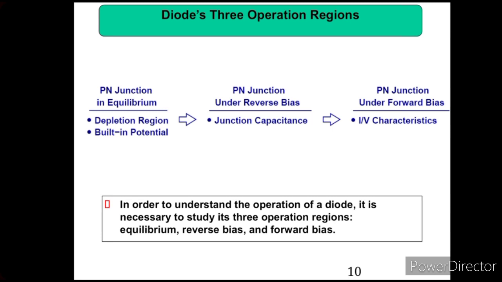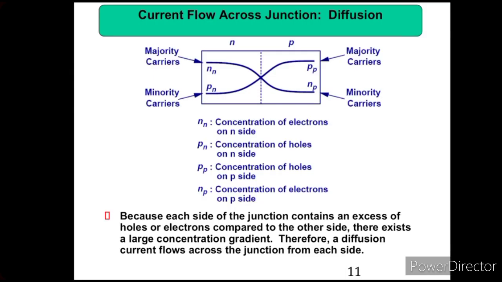In order to understand the operation of the diode, it is necessary to study 3 operation regions: equilibrium, reverse bias and forward bias. Consider the current flow across the junction. In the n-type, the majority carriers are electrons and the minority carriers are holes. On the p side, the majority carriers are holes and the minority carriers are electrons. Because each side of the junction contains an excess of holes or electrons compared to the other side, there exists a large concentration gradient. Therefore, a diffusion current flows across the junction from each side.